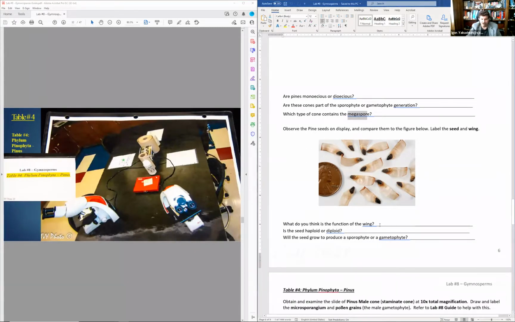What is the function of the wing for the seed distribution? Distribute through the air. Are the seeds haploid or diploid? Seed started as a zygote, right? Zygote is diploid, so it would be a diploid. Because it's a diploid, it will grow into a sporophyte.